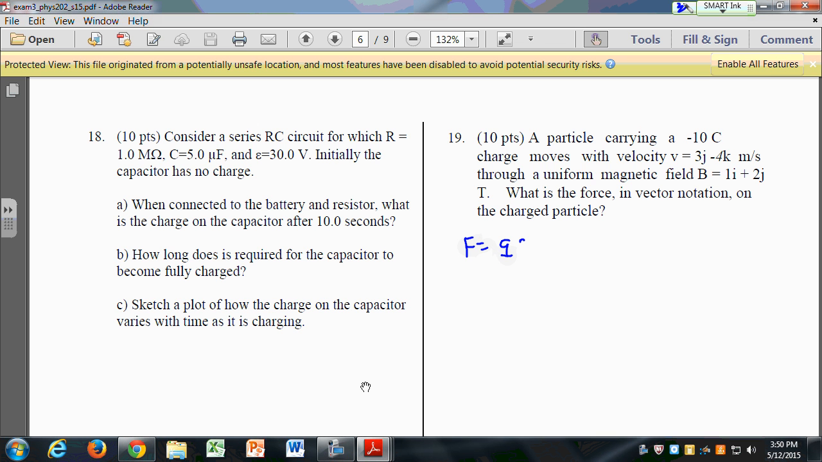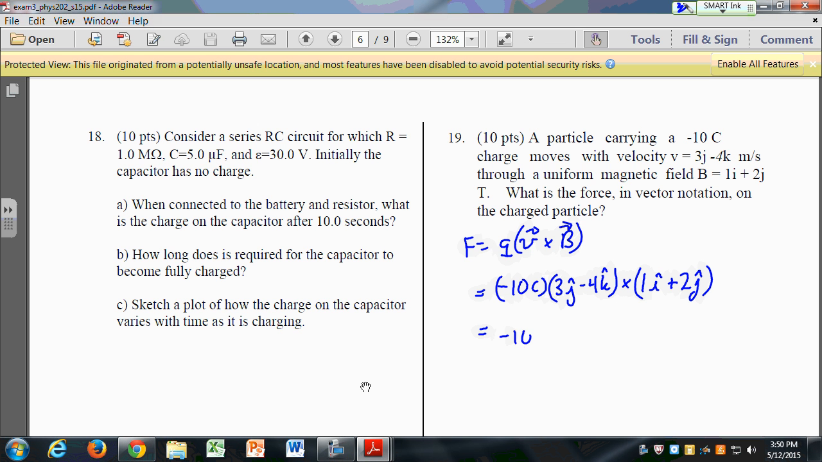I just wanted to do the cross product, QV cross B. We've seen a lot of cross products, so you can see it tomorrow. Q is -10. Make sure you carry your signs. V is 3J minus 4K, cross B, 1I plus 2J. If you're in Calc 3, none of you are in Calc 3, are you? Well, if you've learned a different way to do cross products, that's fine, but if not, I wouldn't do it now. Alright, you just do FOIL.